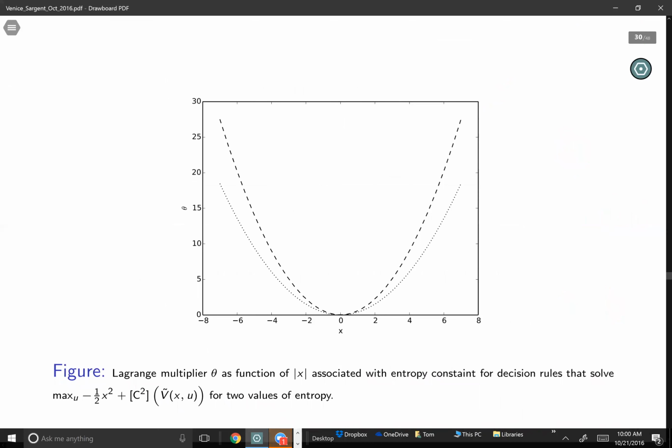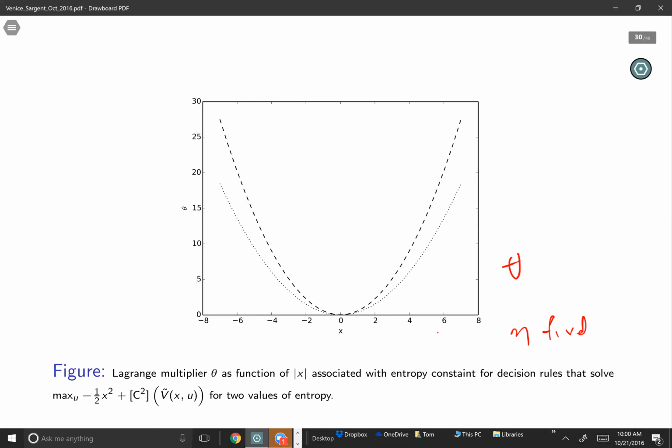Okay, so here's what we said. Here's the Lagrange multiplier associated with the entropy constraint. So for a fixed eta, as you change x, the Lagrange multiplier on the entropy constraint changes. To Lars and me, it's an interesting relationship.